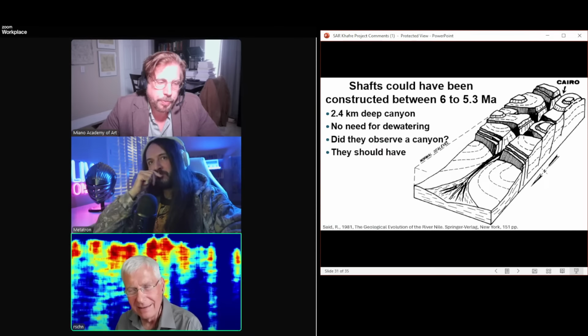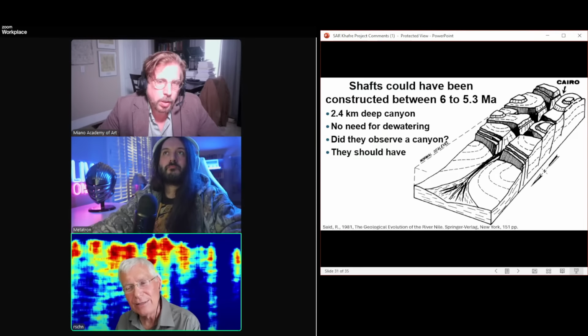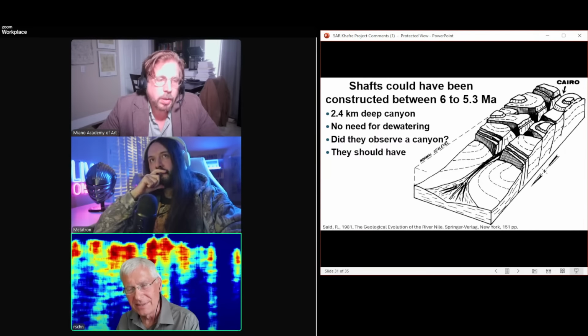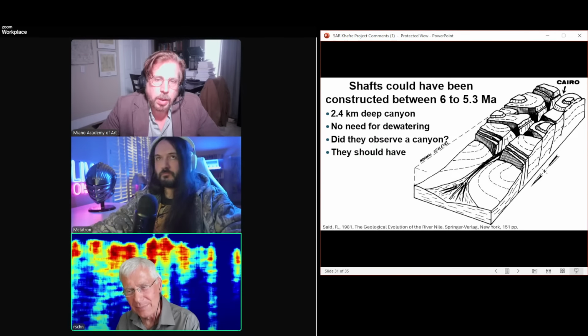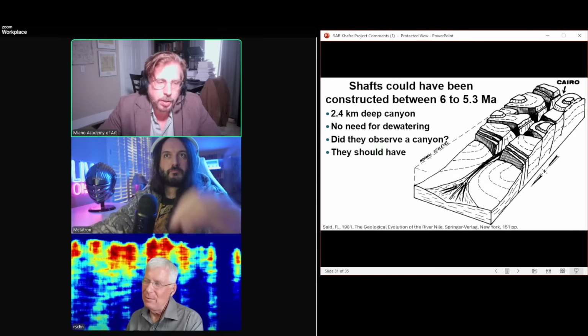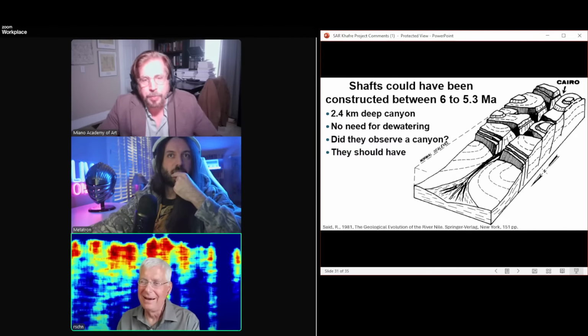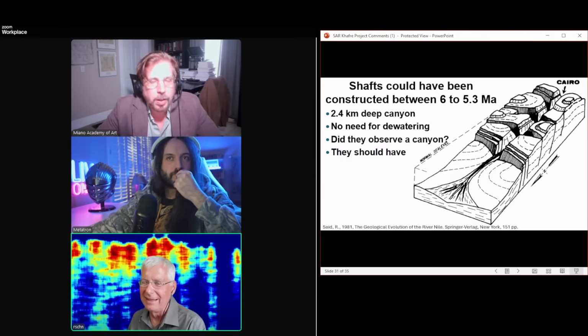And here's the other thing: they don't mention this canyon. Just east of the pyramids, where they're saying they're seeing down to 2 kilometers, there's a canyon 2.4 kilometers deep. They should have been able to see it. I don't think they looked. They've never extended their system off in that area.